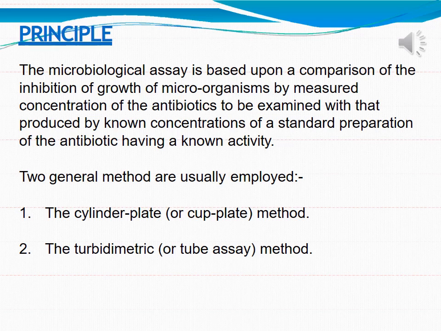Okay. Now there are two methods for doing your microbiological assay. First method is called as your cylinder plate method, which is also called as your cup and your plate method, and second method is your turbidometric method, which is also called as your tube assay. Now we'll see what these methods mean.